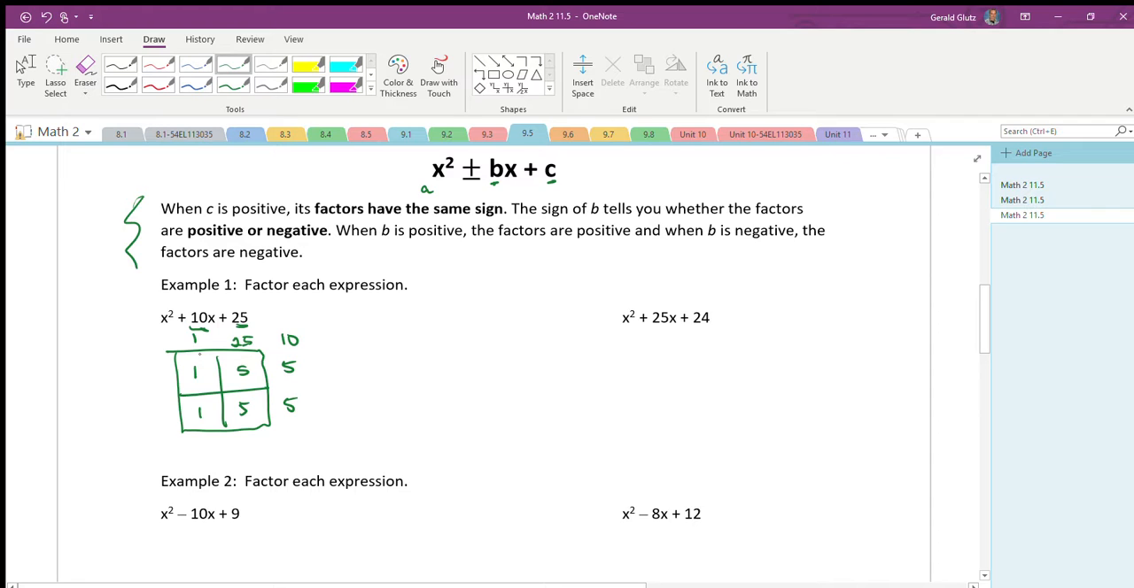So now I'm going to take this first number and multiply it times x, and add its diagonal, so plus 5. I'm going to take this number times x and add its diagonal, so plus 5. So our answer would be x plus 5 times x plus 5.